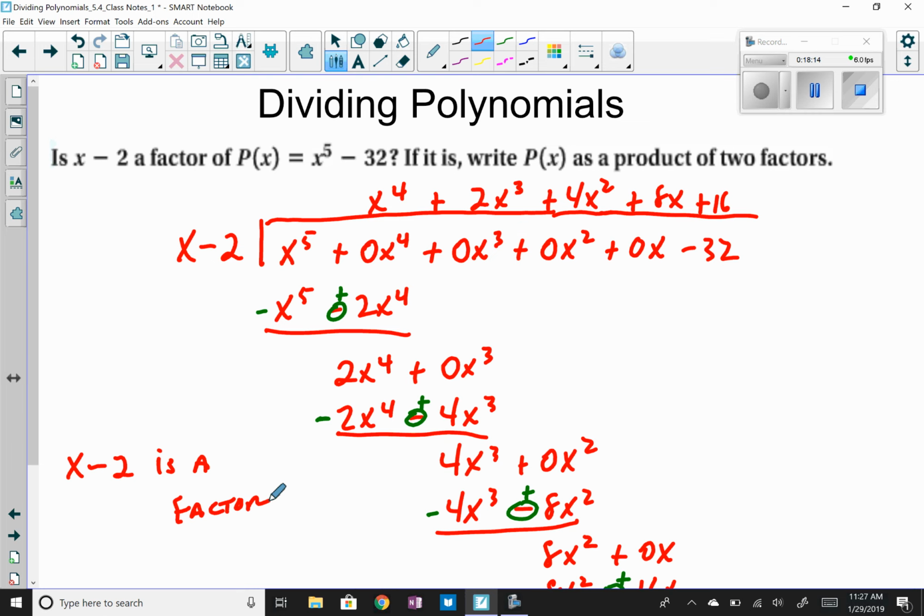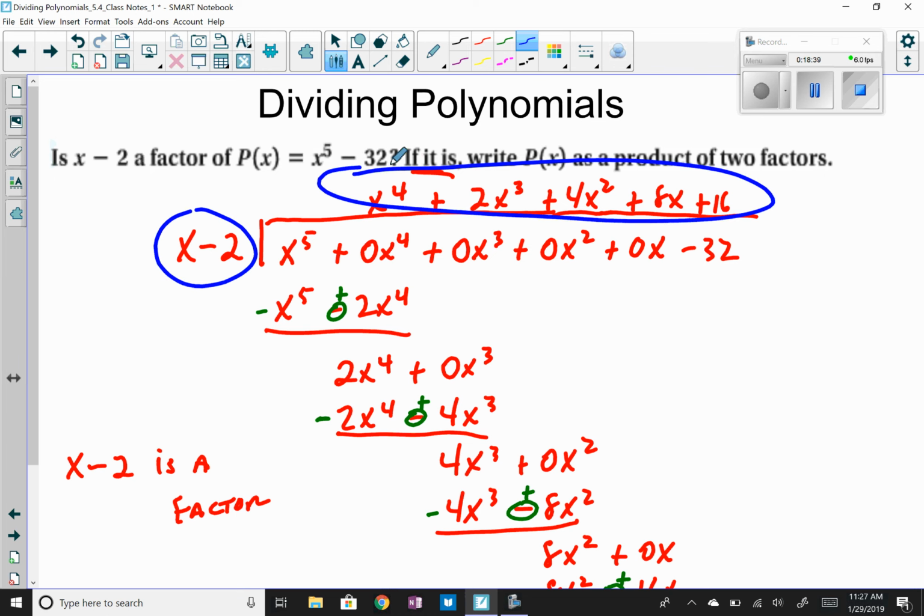All right, the next part says if it is, which it is, now we know it is, write p of x as the product of two factors. Well, we know that if we multiply x minus 2 to x to the fourth plus 2x cubed plus 4x squared plus 8x plus 16, we multiply these two things, it's going to equal x to the fifth minus 32.